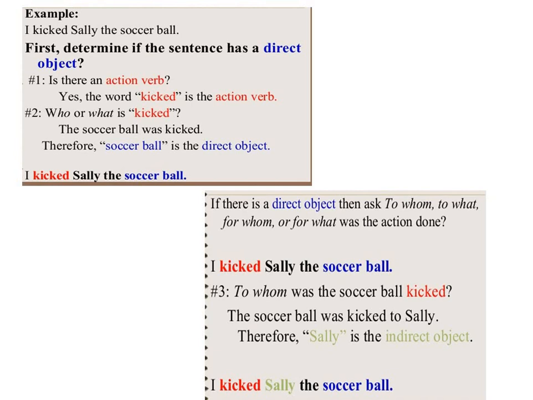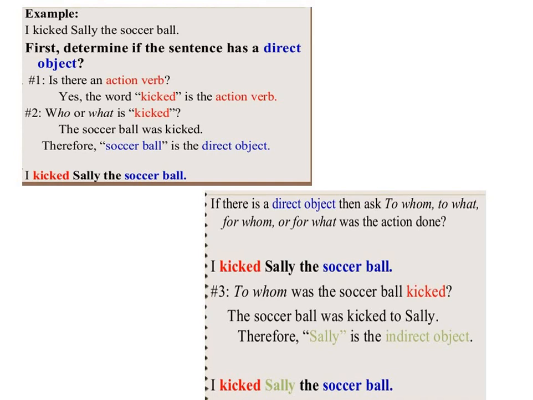Example is, I kicked Sally the soccer ball. First, determine if the sentence has a direct object. First you have to answer, is it an action verb? Yes, the word kicked is the action verb. Okay, we have the action verb. Then who or what is kicked? The soccer ball was kicked. Therefore, the soccer ball is the direct object. I kicked Sally the soccer ball.